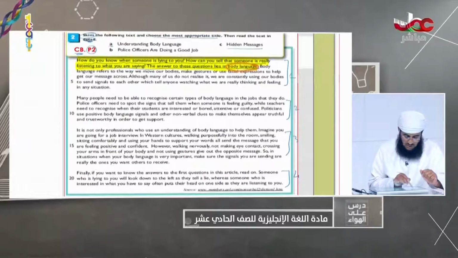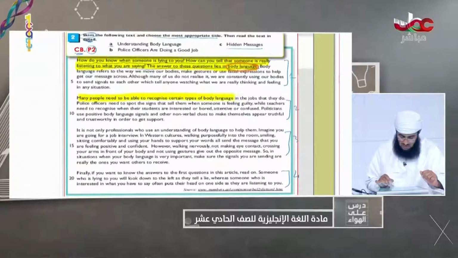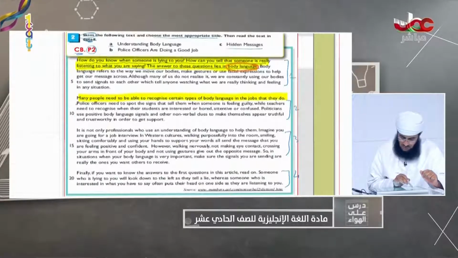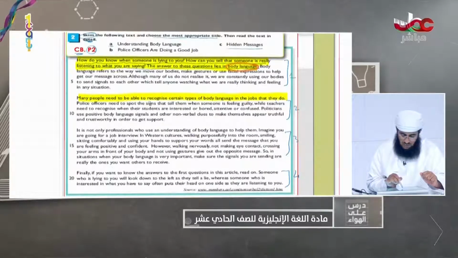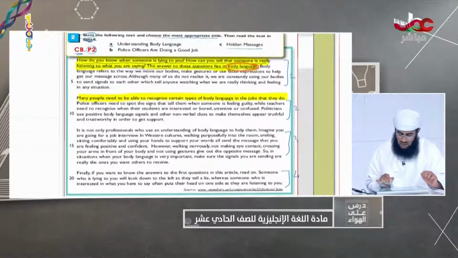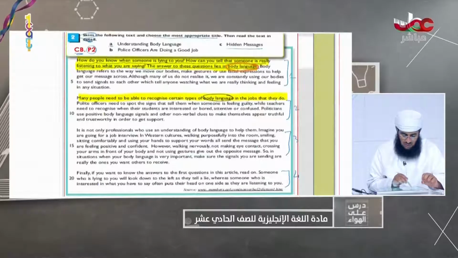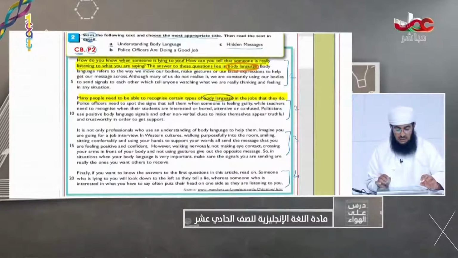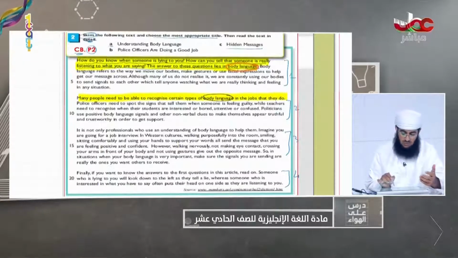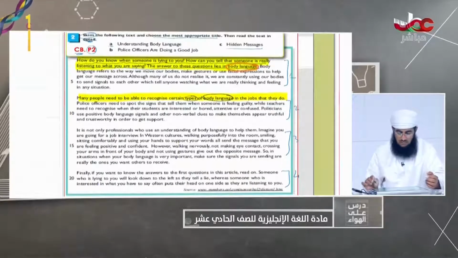And I can also understand the second paragraph through the first sentence. So where is the first stop? Here. Many people need to be able to recognize certain types of body language in the job that they do. Okay, students, so again he is speaking about body language. So many people need to be able to recognize certain types of body language. So here he is going to speak about types of body language.